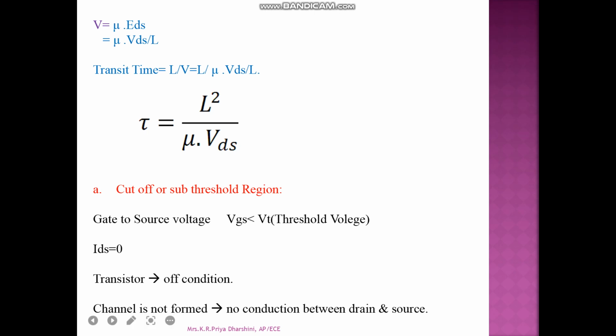In this region, the transistor is in the off condition. The channel is not formed here, so there is no conduction between the drain and source. When there is no conduction, there will be no current between the drain and source, which is equal to 0. That is what we have mentioned here: ID is equal to 0.